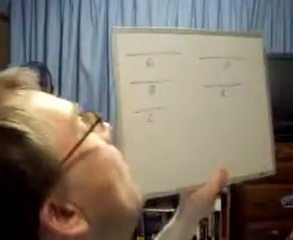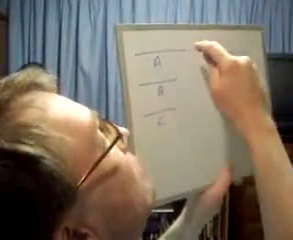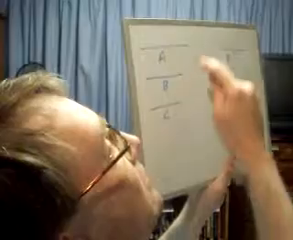Then, since as the rectangle AB is to the rectangle BC, so is A to C. Okay. So as the area of this rectangle is to the area of this rectangle, so is A to C. So is line A to line C. Okay, now we got that.